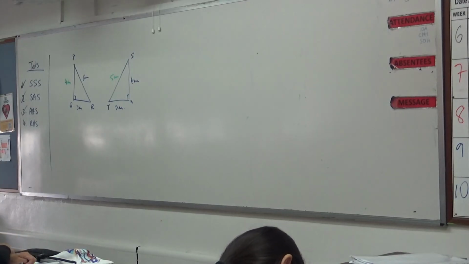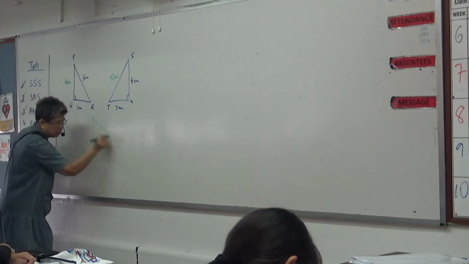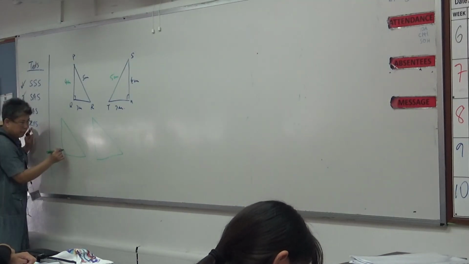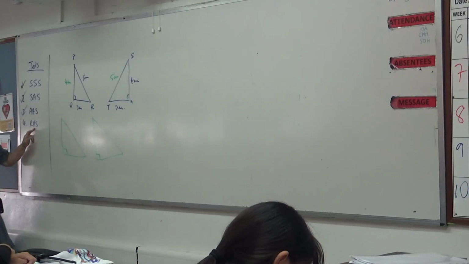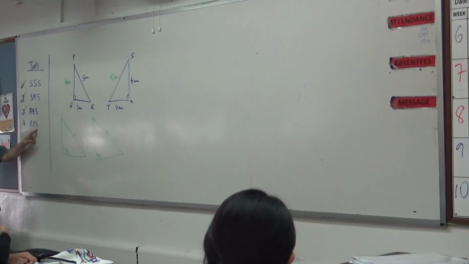Okay, now actually I need to tell you this. All of you look up. If I have two triangles, right? First, I must have a right angle. Then I must have the hypotenuse. Can you see? Then I must have a side the same.